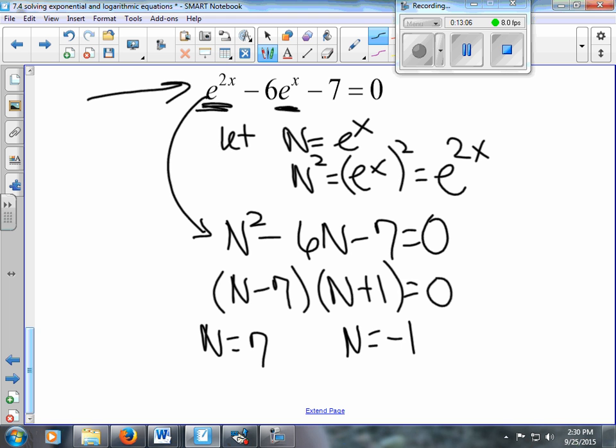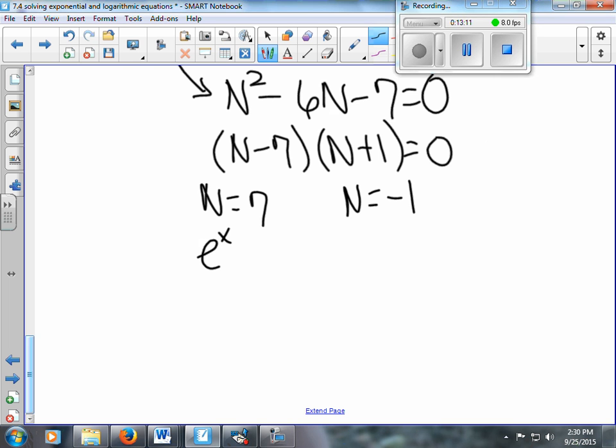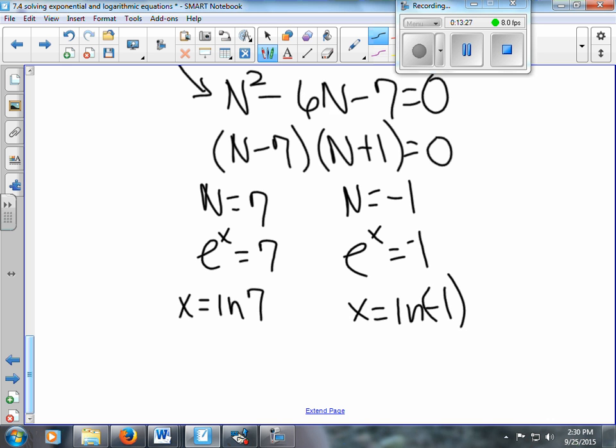And so you have to do this little back substitution. You solved for n, but you need to solve for x. n represents e to the x. We did that substitution, and now you solve your e to the x for x. So here, x equals natural log of 7. And then on this one, x would equal natural log of negative 1. And you should have red lights flashing in your mind right now, because you may not take the natural log of a negative number. This is called an extraneous solution, and you have to be on the lookout for those, because you will have problems in which you think the natural log of negative 1 is an answer, but it's not, because you can't take the log of a negative.